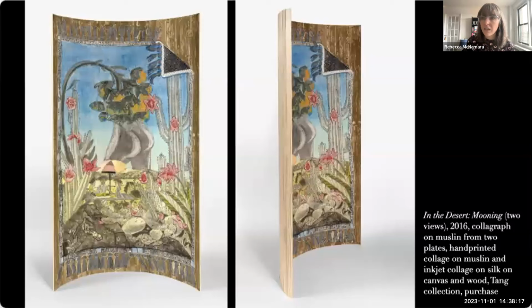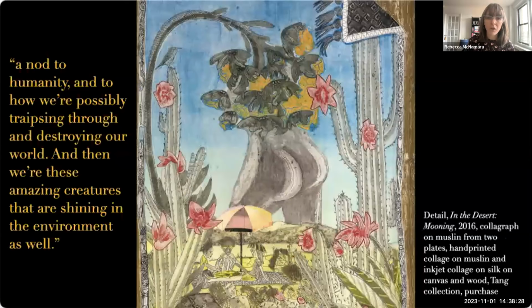And the imagery is reflecting more of Paula's both-and approach to interpretations that embraces that messiness and contradiction. So regarding that central motif, she says it is, quote, "a nod to humanity and to how we're possibly traipsing through and destroying our world. And then we're these amazing creatures that are shining in the environment as well."